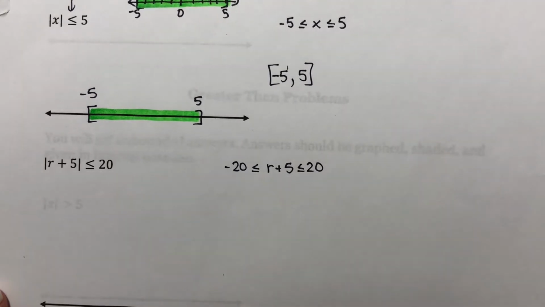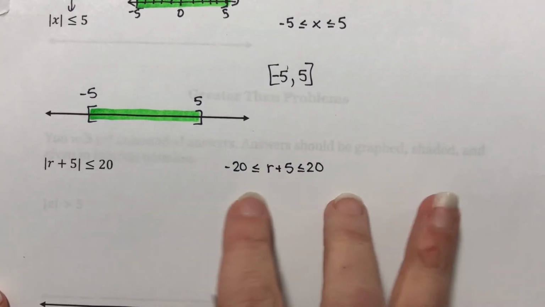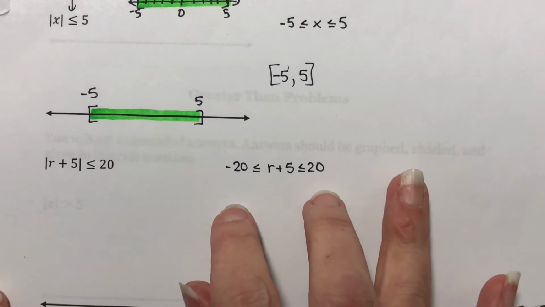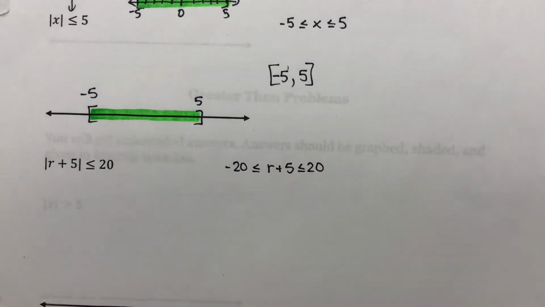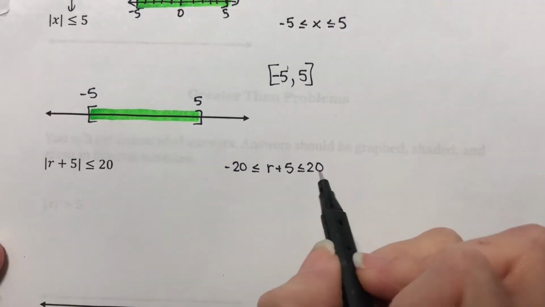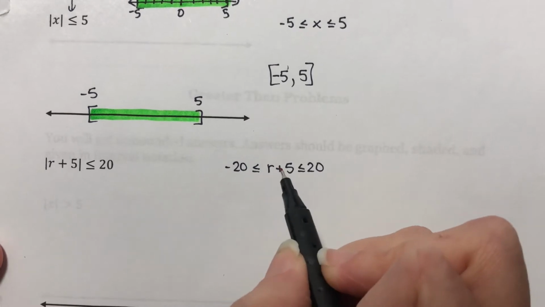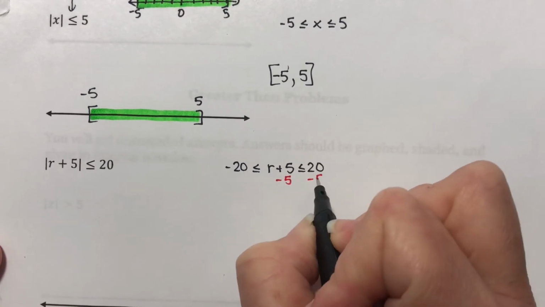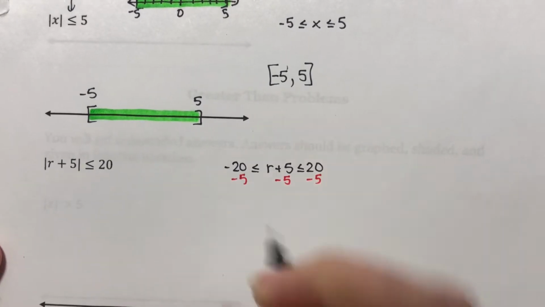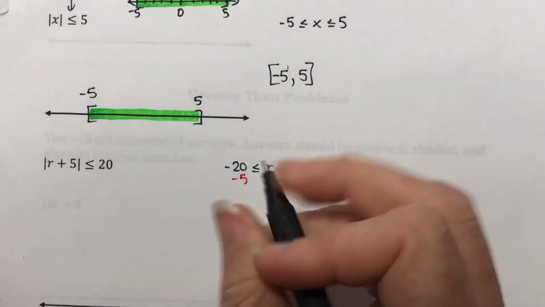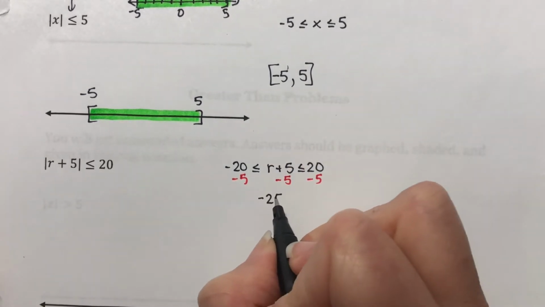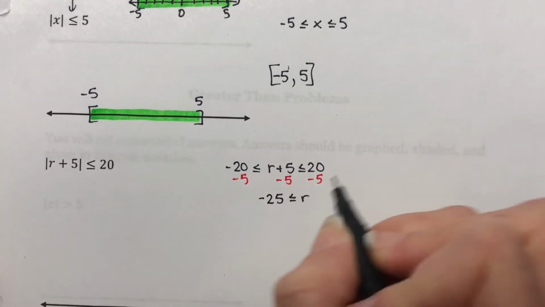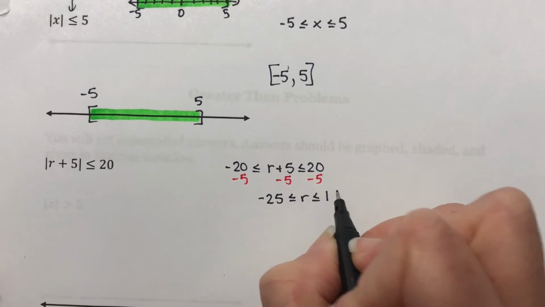In general, you can have a mixture of signs on a three-sided problem, but not on an absolute value problem. Okay, remember how to solve these. You want your variable alone in the middle, and then whatever you need to do here, you have to do to both sides. So I'm going to subtract 5 from all of them, which will give me -25 is less than or equal to r is less than or equal to 15.